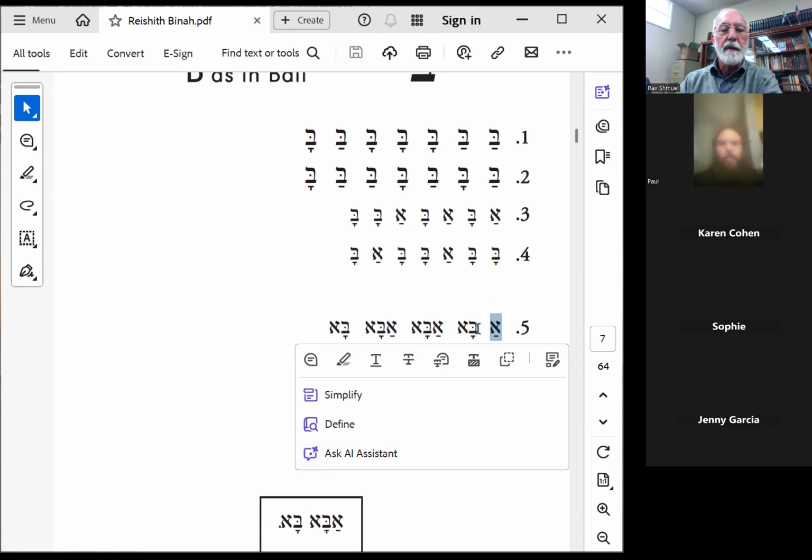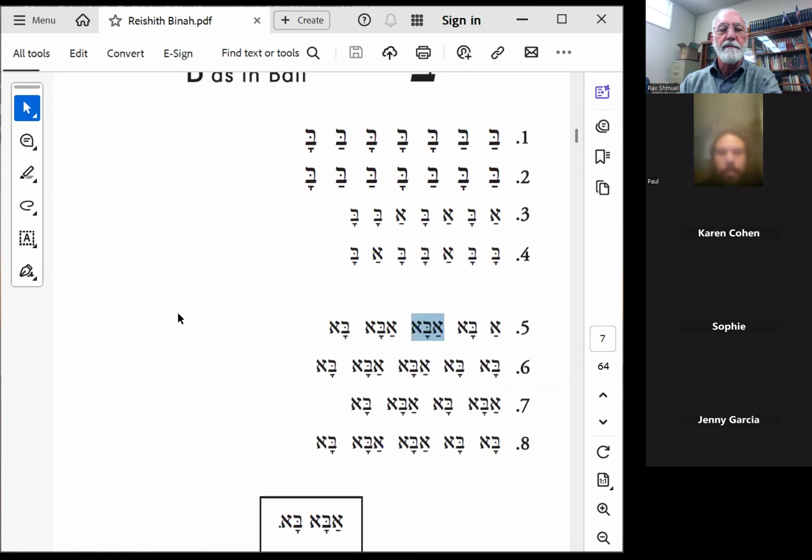Ah, ba, ba, ba, Abba. That's father. Now you see the aleph, the first letter, which is silent, has the dot, the ah under it. The second letter, the bet, has also an ah, and this aleph at the end is a silent letter, but it's just like a placeholder. But that's how you spell the word Abba.